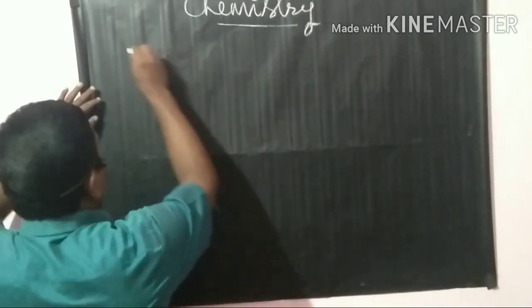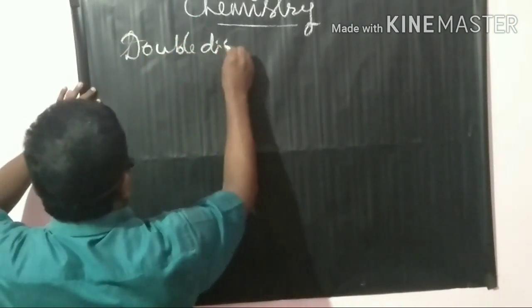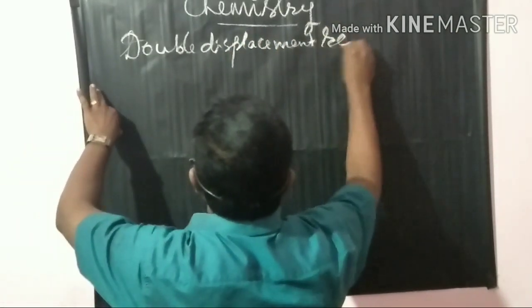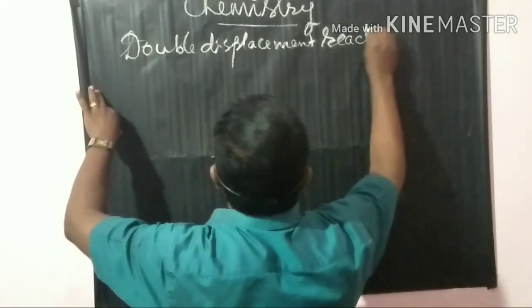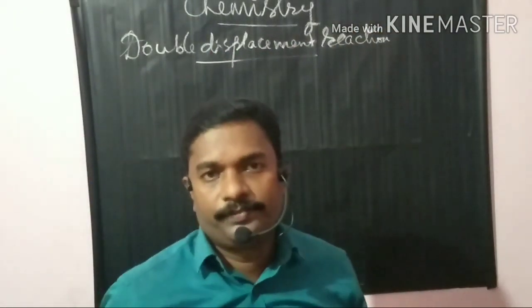Today we are going to discuss another type of chemical reaction. Are you ready? What's that? It is double displacement. Double displacement reaction.